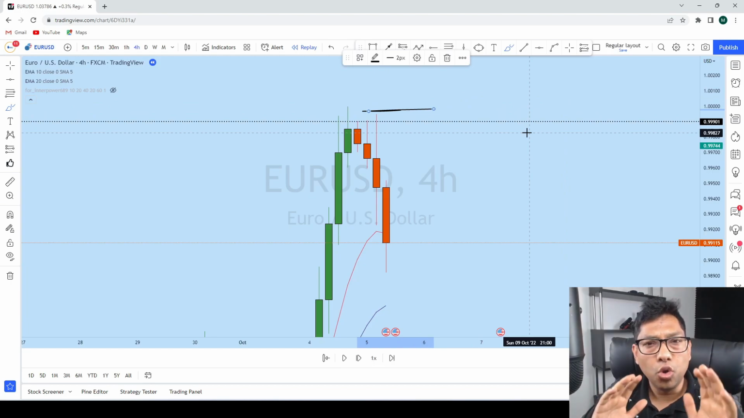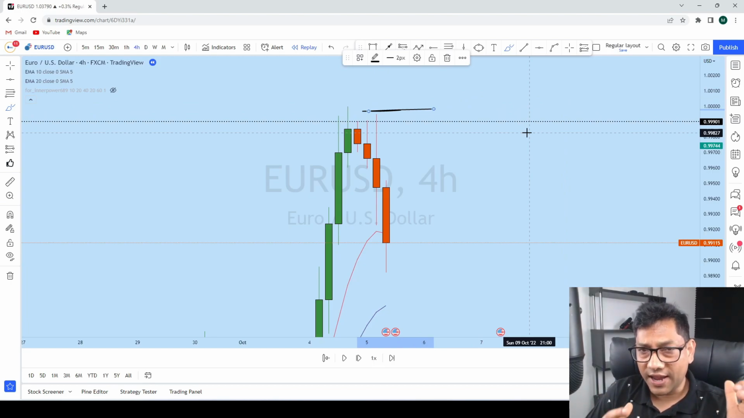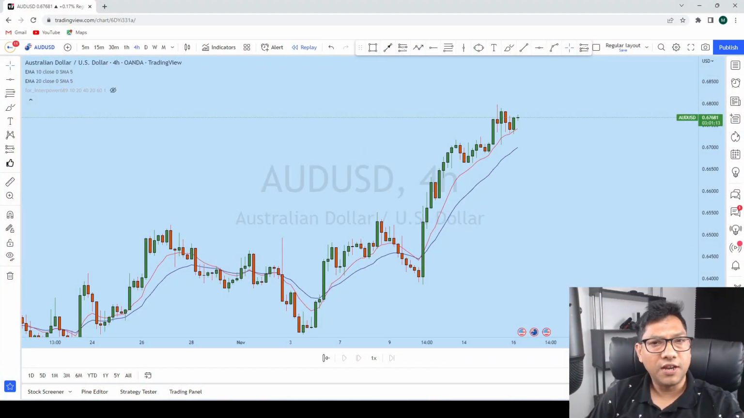Now let's look at where you can set your take profit target. Okay, now let's talk about take profit target. When it comes to take profit target, it becomes really tricky. Many traders handle this in many ways. Some use trailing stop loss, some use a mathematical risk to reward ratio, some use area of value. Let me discuss all of them.